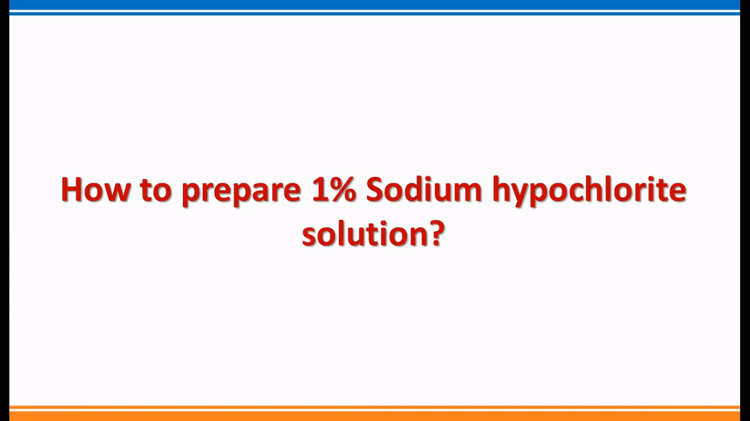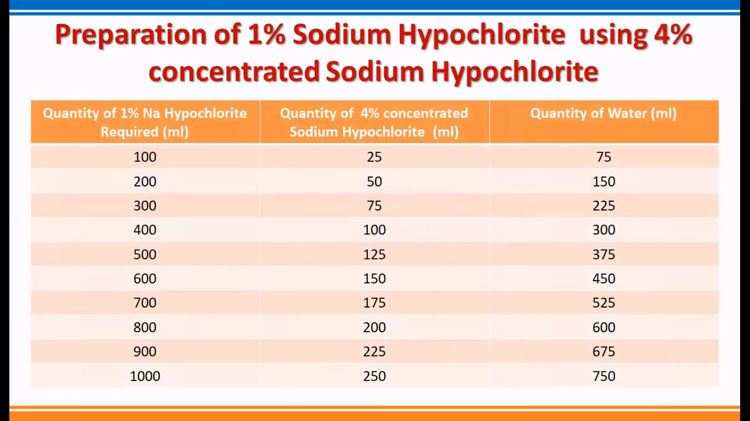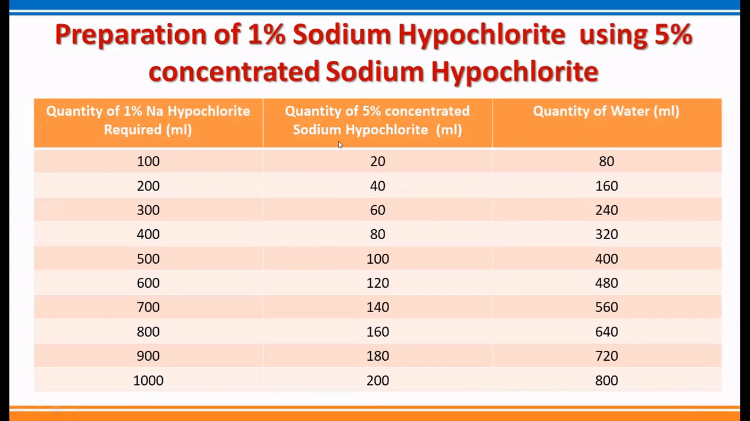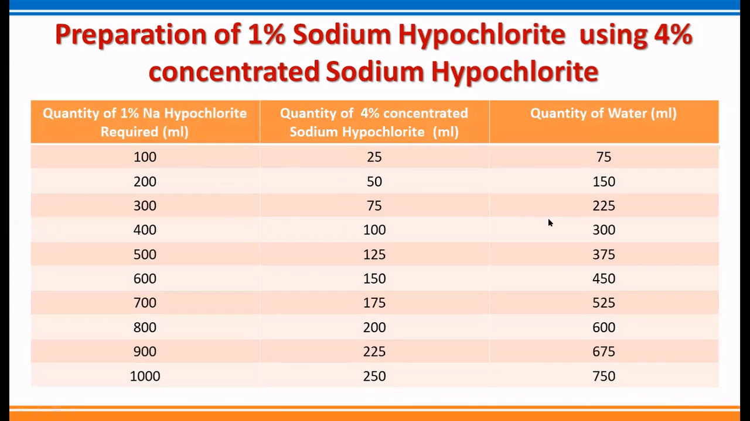Now, preparation of 1% sodium hypochlorite solution, there are formulas. We will go through a table. Now, as you see here, if we are to make 1% sodium hypochlorite and you have a concentrated solution of 4%, then 25 ml of this added to 75 ml of water makes a 1% one. And the same formula has been expanded depending on what amount you need. You need 100 ml, so this is the breakup. You need 1 liter, 1000 ml, then you will have 250 ml of 4% concentration and 750 ml of water.